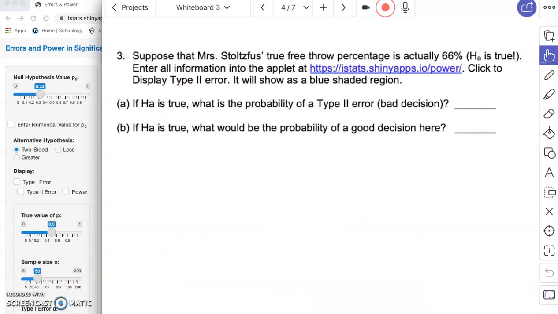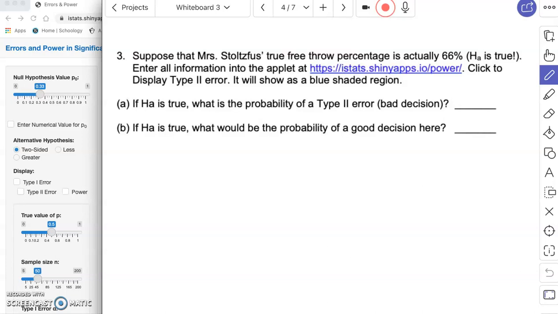Now what we're going to do is run a simulation, but we're going to have something that we don't typically have in real life. This is what mathematicians do: they assume that maybe they understand the true proportion. So it says, suppose that Mrs. Stoltzfus' true free throw percentage is actually 66%. So that would imply that the alternative is true.